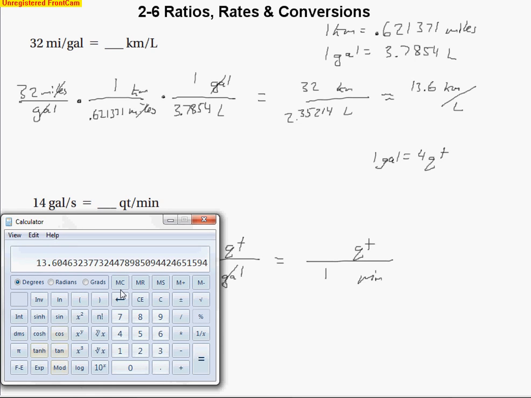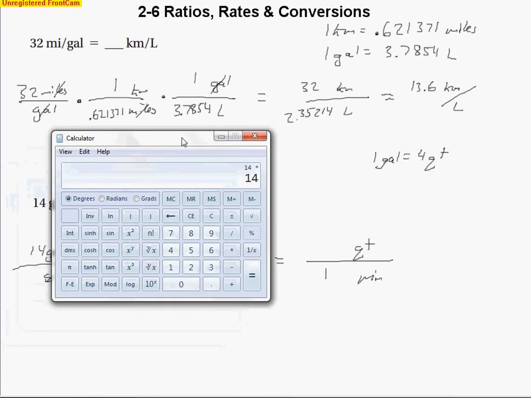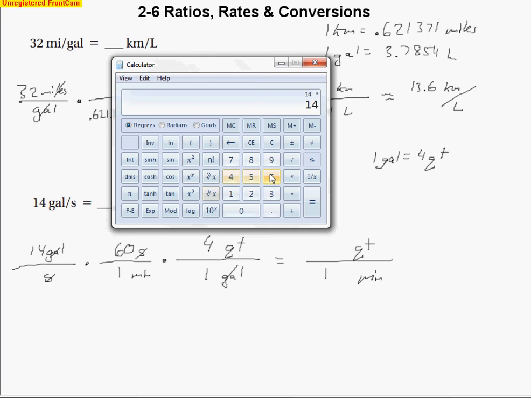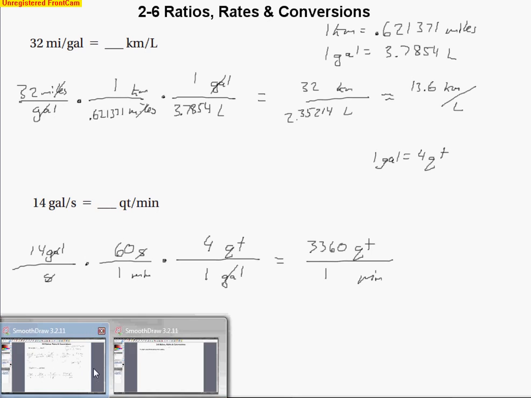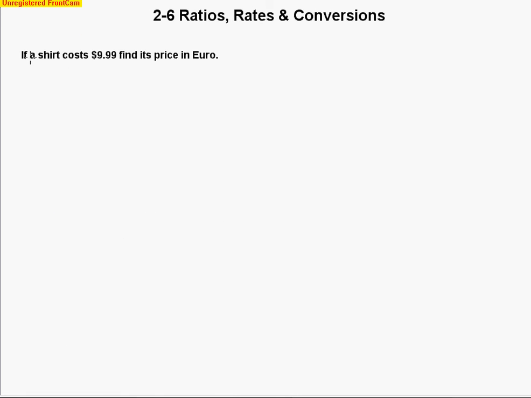So I had 14 times, let's see what else we had here, 60 times one more number, 4. That gives me this number, 3,360 quarts in 1 minute. Now let's take a look at the last problem here.